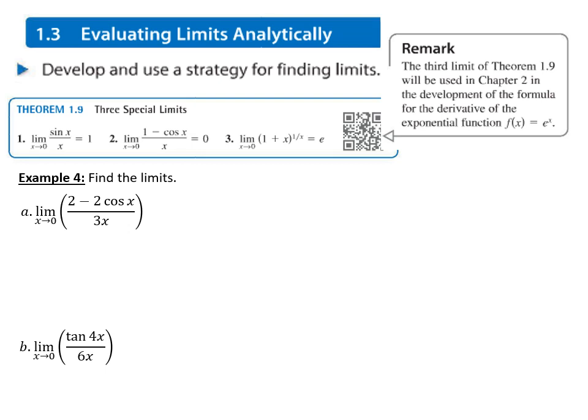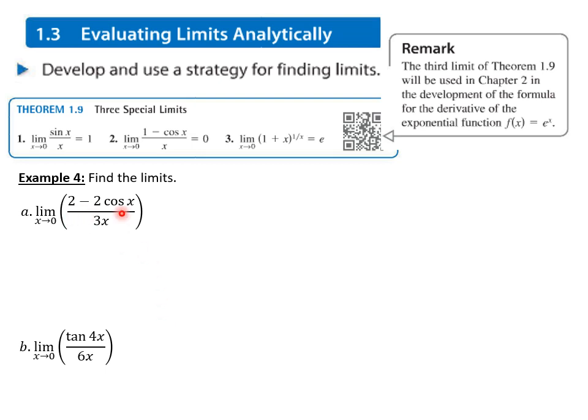Developing strategies, well, one of them is you've got to know the different things that we've got. So we've got 3 special limits that you need to learn to recognize. The limit as x approaches 0 of sine x over x is always going to approach 1. The limit as x approaches 0 of 1 minus cosine of x over x is going to approach 0. And the limit as x approaches 0 of 1 plus x to the 1 over x is going to approach e. So finding these limits, we got to kind of make them look the same.